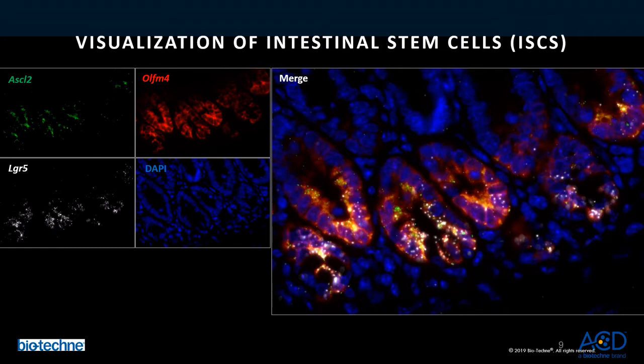Additionally, we visualize the intestinal stem cell population that resides in the base of the crypt using the RNAscope multiplex fluorescent assays. What you see are known markers, again, of the intestinal stem cells, with Lgr5 in white, ASCL2 in green, and olfactomedin 4 in red. So this really highlights the importance of RNAscope in studying co-localization.